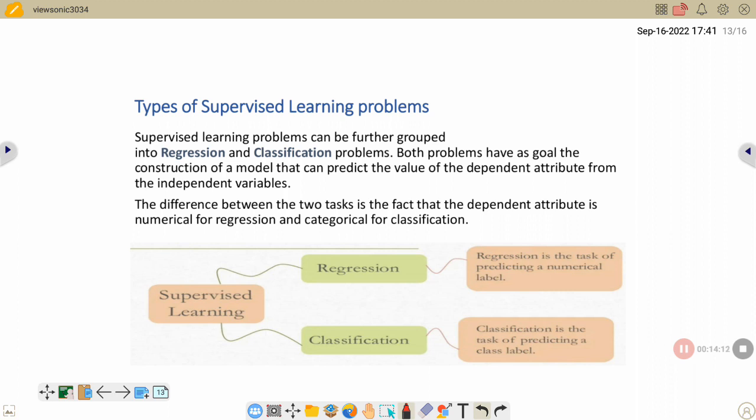We have two basic classifications for supervised learning problems. It can be either a regression or a classification problem. Okay, so these two are again two important terminologies, classification and regression. Both the problems have the same goal. We are constructing a model and then trying to predict some value out of it, right? So we have the dependent attribute, and we will get the dependent value from the independent variables. This is what we are going to do in both cases.